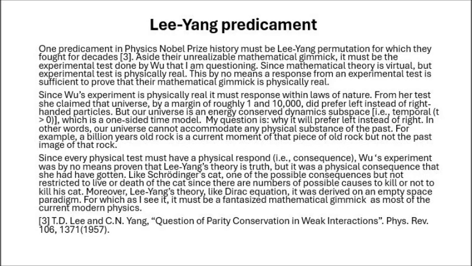The Li-Yang predicament. One predicament in physics Nobel Prize history must be the Li-Yang permutation, for which they fought for decades. Reference 3. Aside from their unreasonable mathematical gimmick, it must be the experimental test done by Wu that I am questioning.